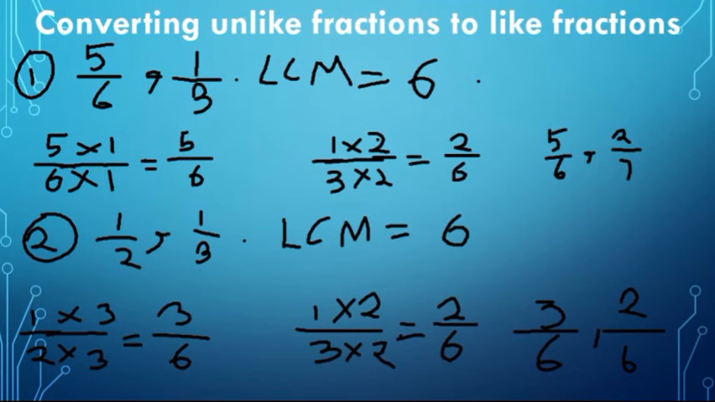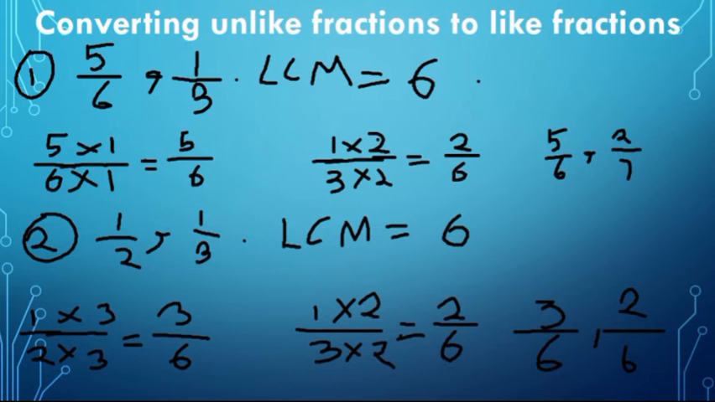Now let's see conversion of unlike fractions to like fractions. See here 5 by 6 and 1 by 3. LCM is 6. So 5 by 6 into 1 by 1 gives 5 by 6. And 1 by 3 into 2 by 2 is 2 by 6. See here the denominators are 6. And LCM, I have explained in my previous videos. I will give the link of all the parts in the description. Okay. So after the result I get 5 by 6 and 2 by 6. It is a writing mistake.